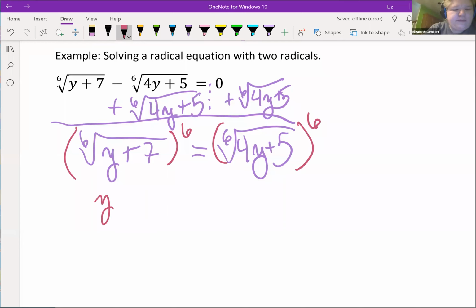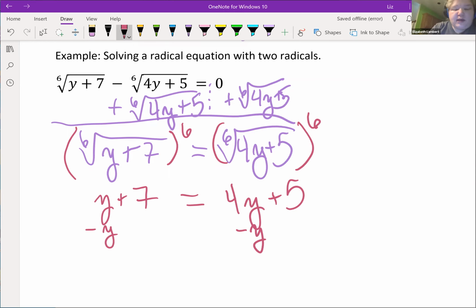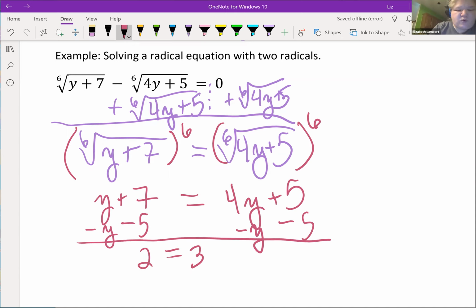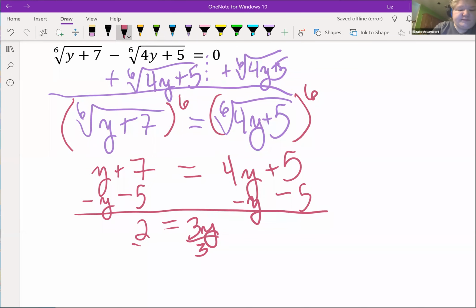All right, so y plus 7 and 4y plus 5 now. Radicals are gone. They will be there when we go to check this, though. All right, so I'm going to minus the y. And since this will now be just y's, I will move the 5 to the other side. So we end up with 2 equals 3y. See, fraction. Divide by 3. Y is 2/3.